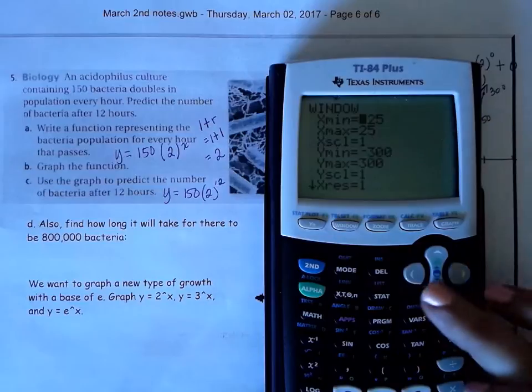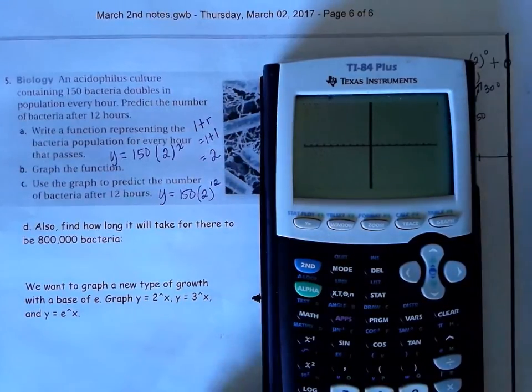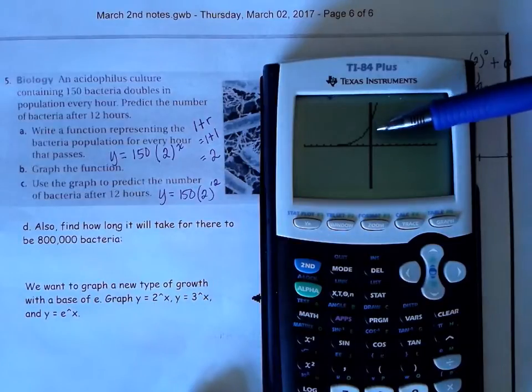Okay, and I'm still not loving the x's there. I'm going to do negative 10 to 10 so I can see a little bit more of my graph, and that should help me out a little bit. Okay, so there's the 150 that we graphed earlier, so that's where that is on the calculator.